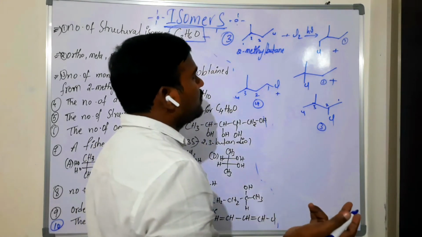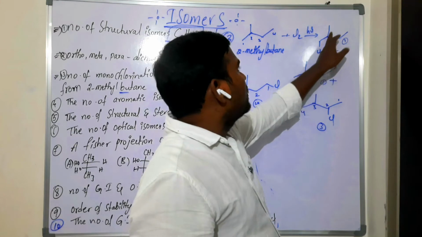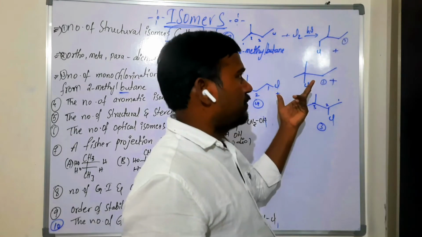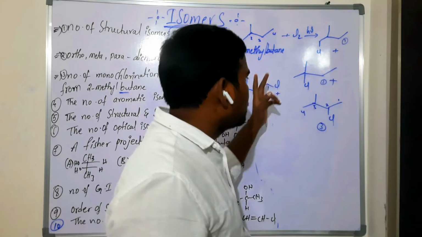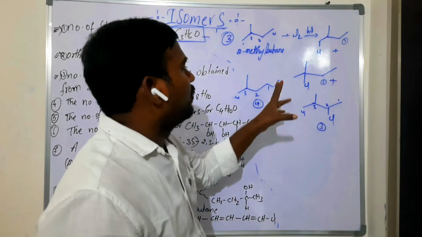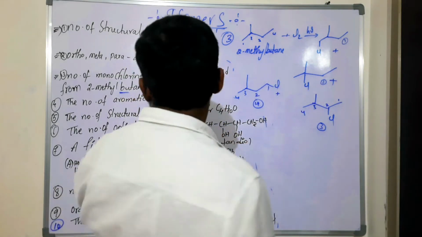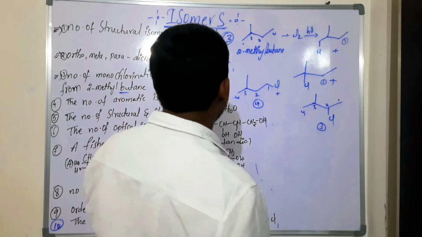Is there any other possibility? No, only 4 possibilities are there. If the chlorine is substituted here, it is the same, that is 1-chloro 2-methyl-butane only. Here also the same thing. So the total is 4. These are structural isomers. They are asking only the number of chlorination isomers obtained from 2-methyl-butane.